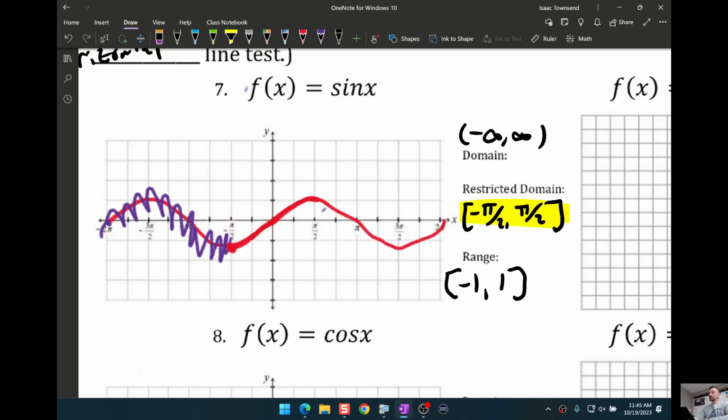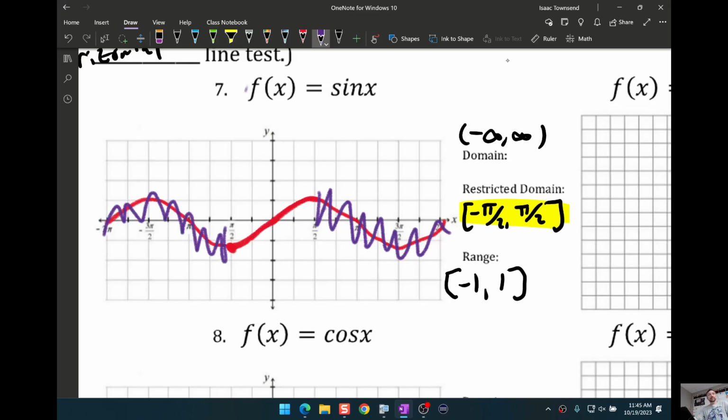Now, if you tried to keep maybe this part of the graph, this isn't one-to-one. So you couldn't do that no matter how much you wanted to. We have to cover up as little of the graph as we can, but what's left behind needs to be one-to-one.